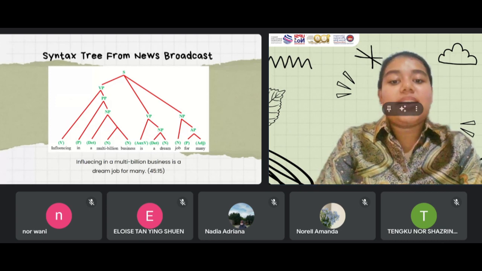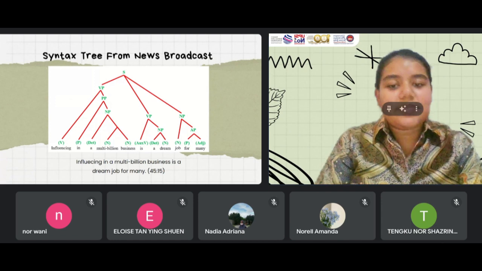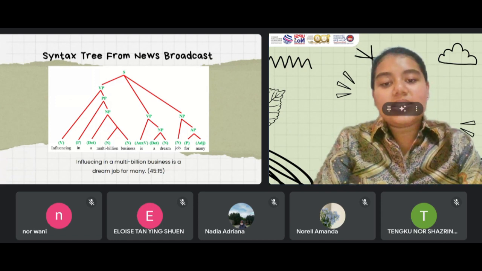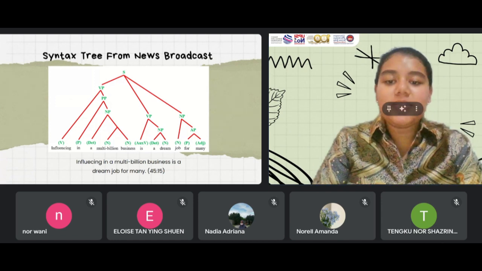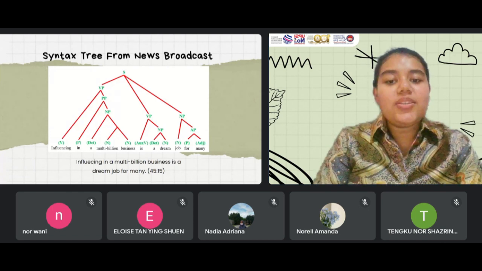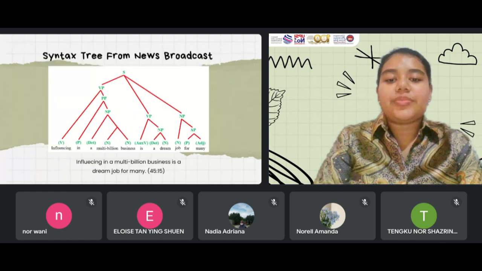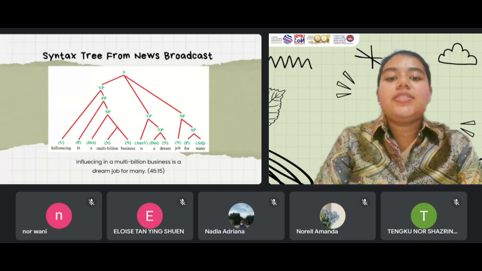The same goes for the example of this syntax tree, but this time it is from the news broadcast. The sentence goes like this: "Influencing in a multi-billion business is a dream job for many." This sentence also includes all the syntax rules and creates a structural sentence.